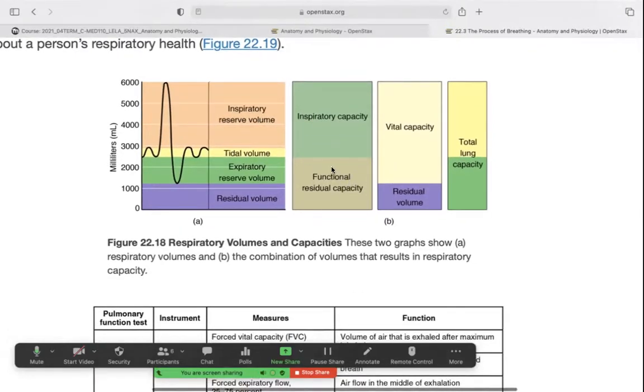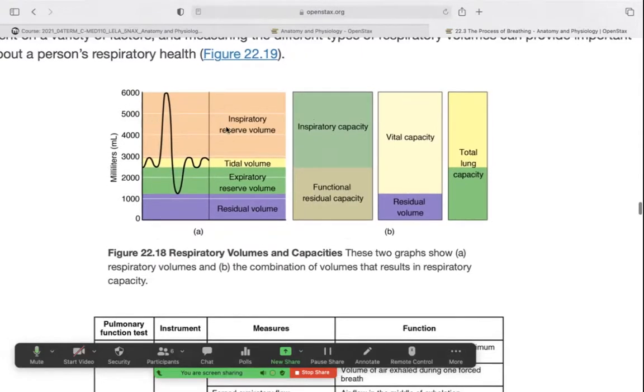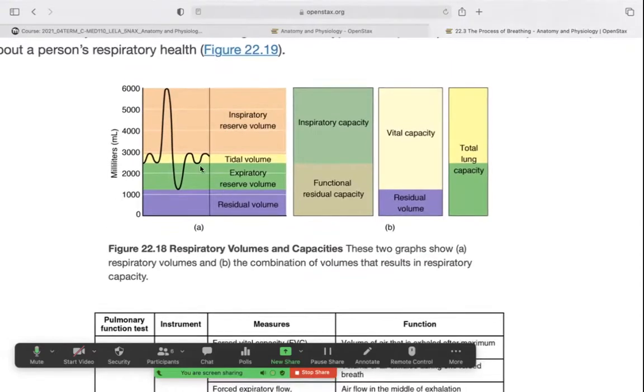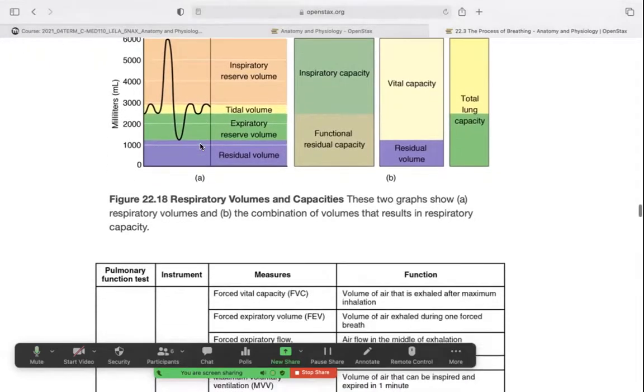FRC, or functional residual capacity, is your expiratory reserve volume plus your residual volume. Vital capacity is your IRV, tidal volume, plus your ERV. And of course, total lung capacity is what? Everything. And in the typical model, it's about 6 liters, or 6,000 milliliters.